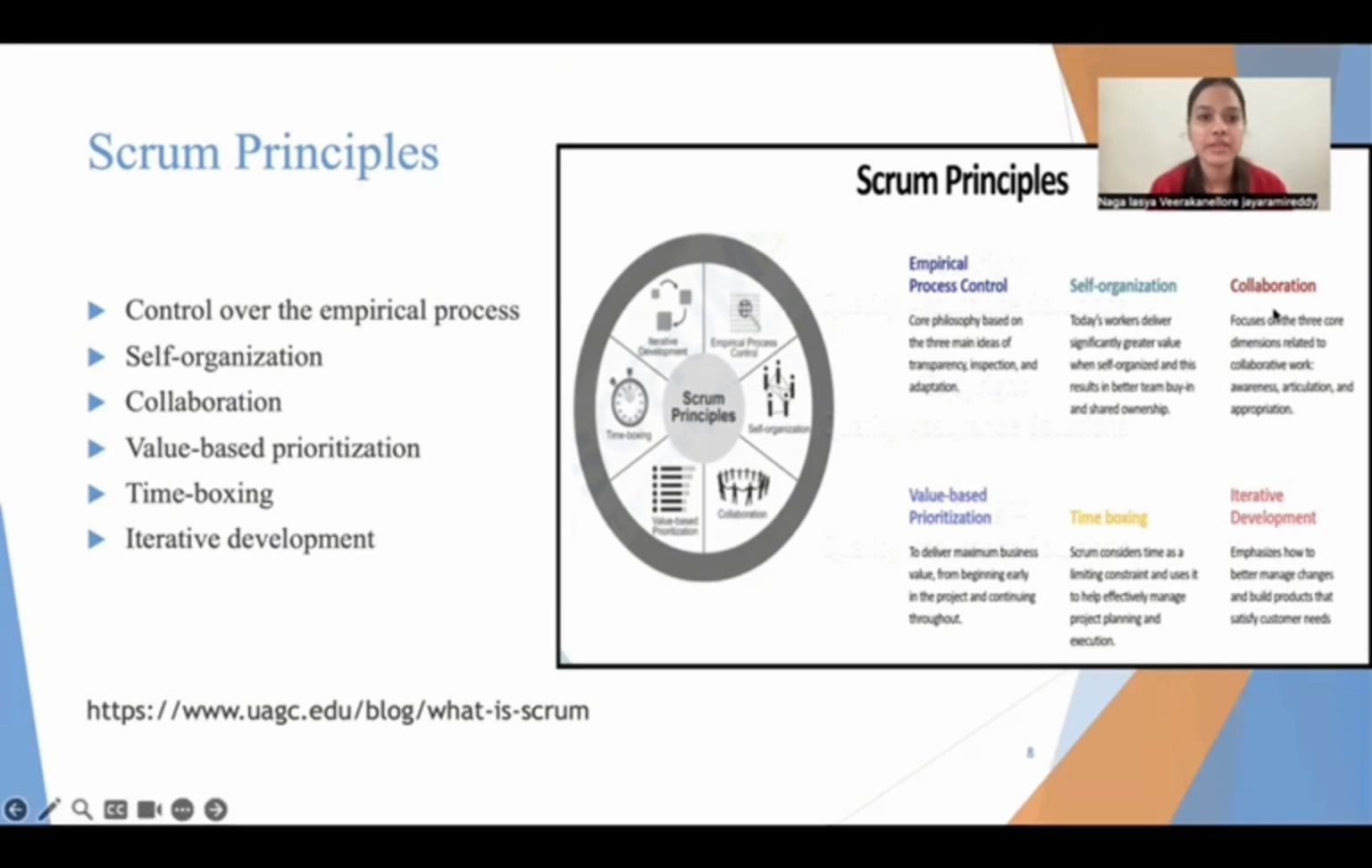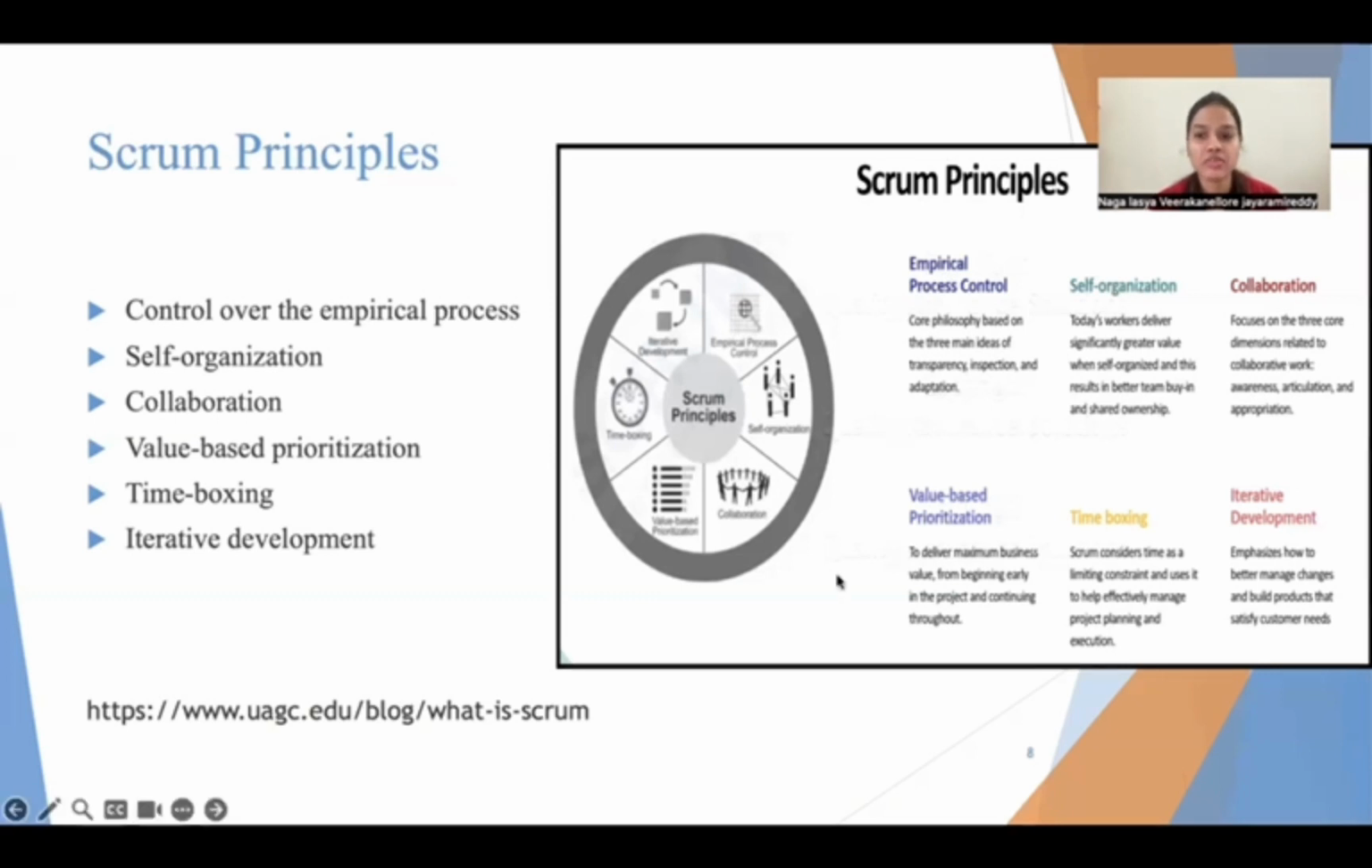Next, collaboration. Scrum is a collaborative process, as evidenced by the many roles involved, more on that later. This principle also focuses on three dimensions, which include awareness, articulation, and appropriation. Value-based prioritization. This principle involves organizing and prioritizing tasks based on their value and how they need to be completed.